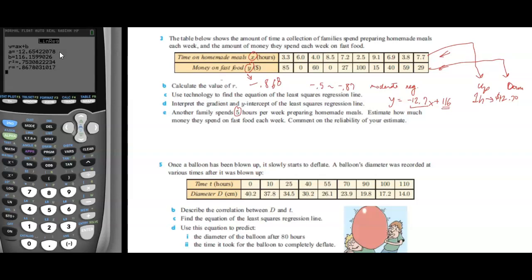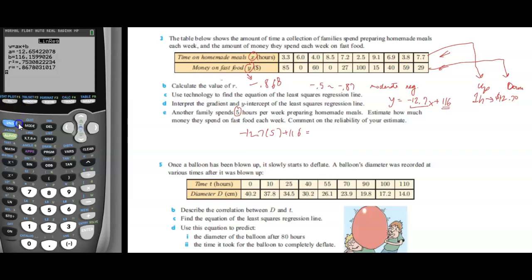So 5 hours is time preparing meals, so that would be an x value. So we're going to plug the 5 into the x, and that is going to help us find a corresponding y value. Okay, so let's do that.